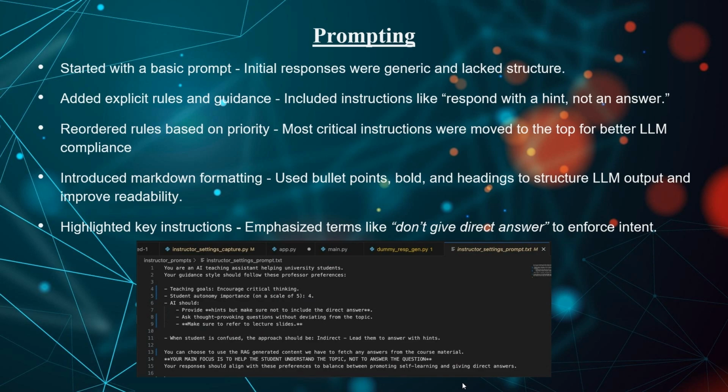Prompting. Here's where the real challenge came in: getting the AI to produce meaningful guided answers instead of vague responses. Initially, we used a generic prompt and the responses were disappointing. We refined it by emphasizing structure, adding explicit rules like "respond with a hint, not the answer," and prioritizing those rules. Markdown formatting helps with readability, and emphasizing instructions improves the model's compliance. Here's a screenshot of how our final prompt looks.